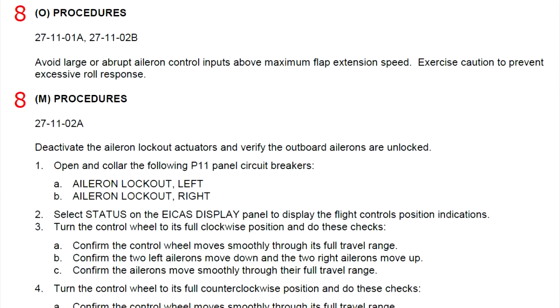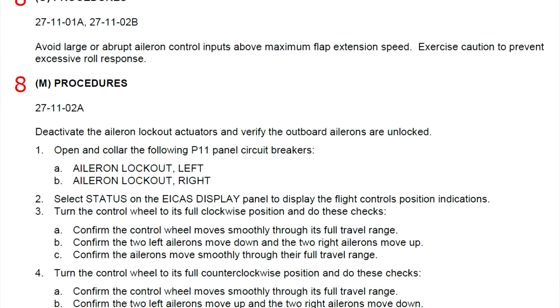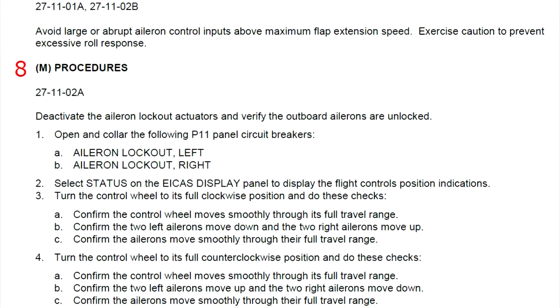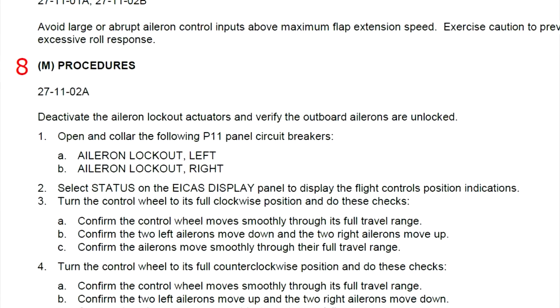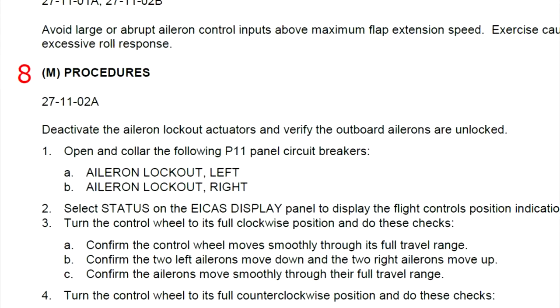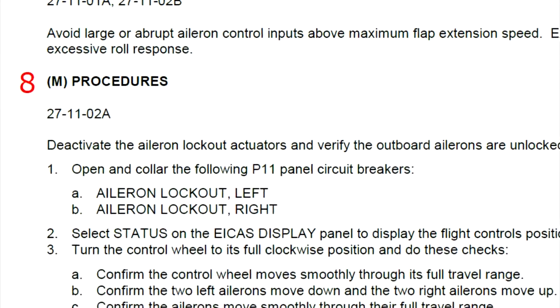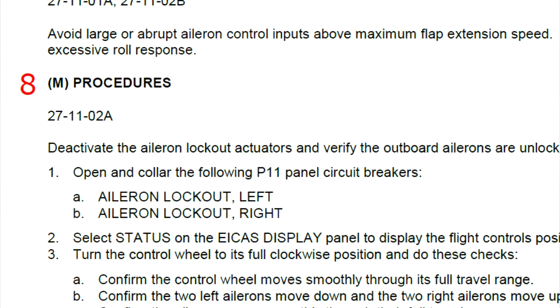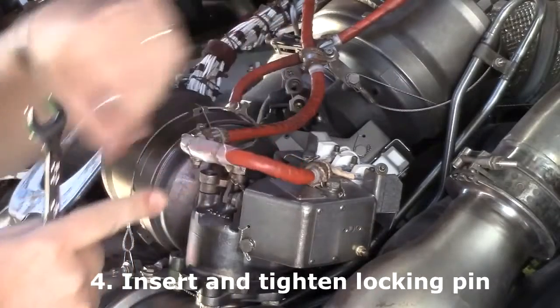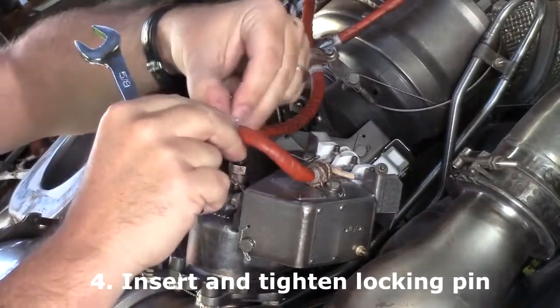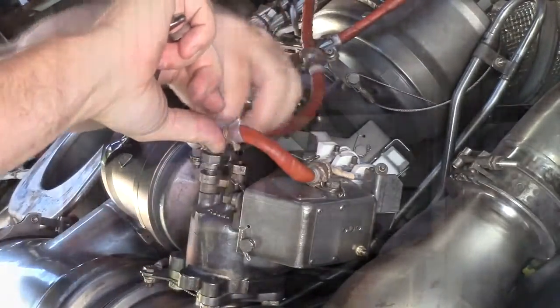M is for maintenance procedure. We see that 271102A includes a maintenance procedure. Normally, these procedures are accomplished by maintenance personnel. However, other personnel may be qualified and authorized to perform these functions. Procedures requiring special knowledge or skill or the use of tools or test equipment should be accomplished by maintenance personnel.